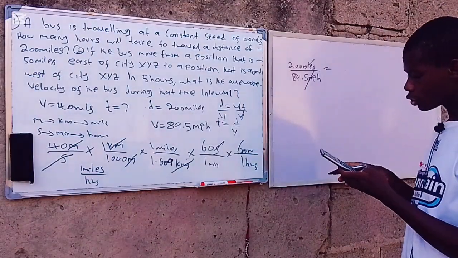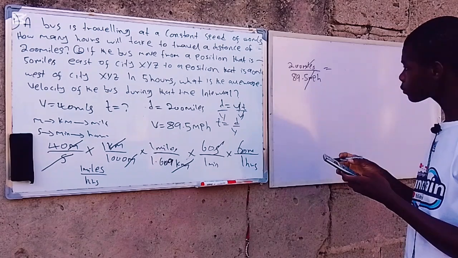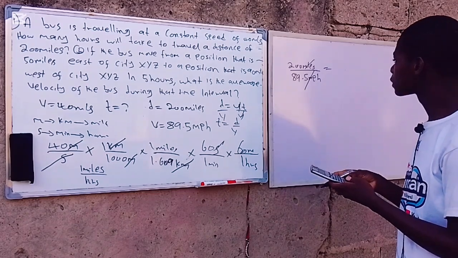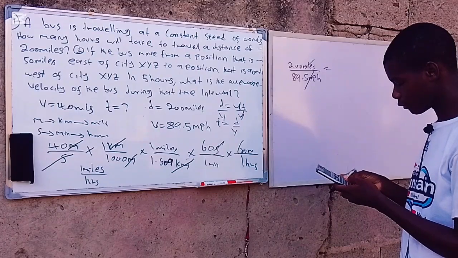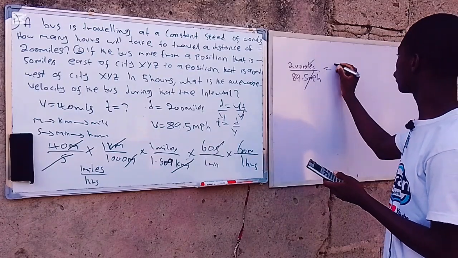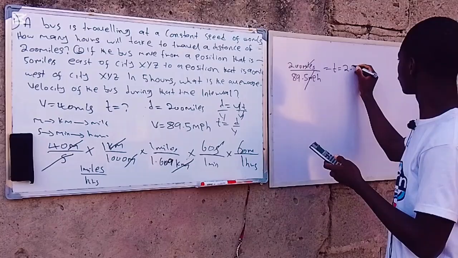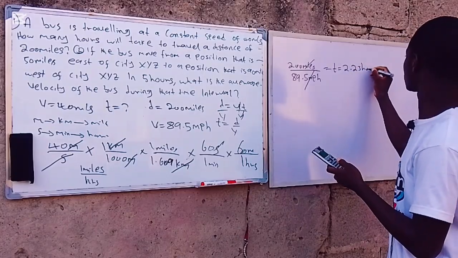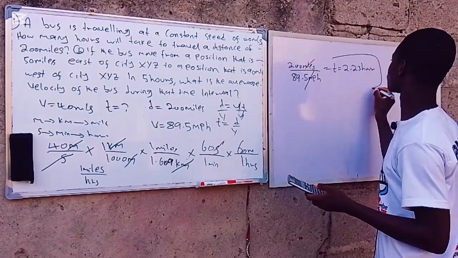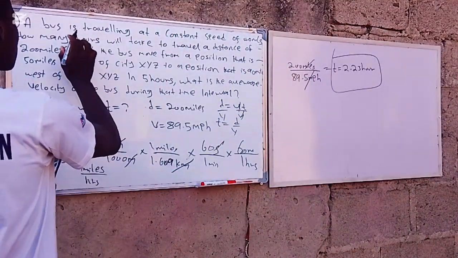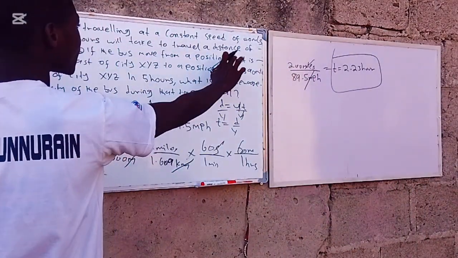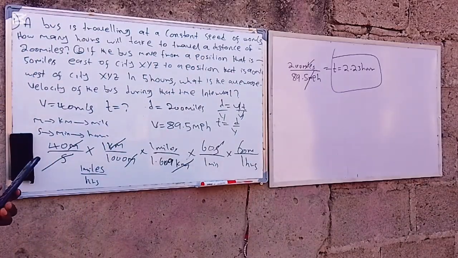So therefore this should now be equal to 200 divided by the answer, which is 89.5. So at the end, the value of the time is equal to 2.23 hours. So as you can see, we already found the solution of how many hours it will take to travel a distance of 200 miles.